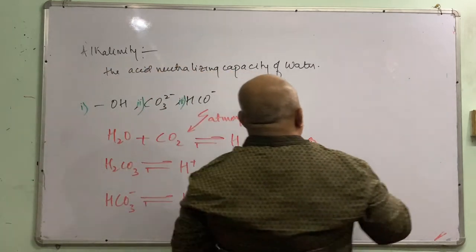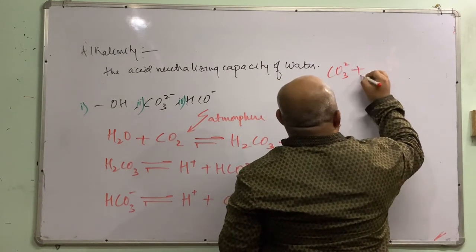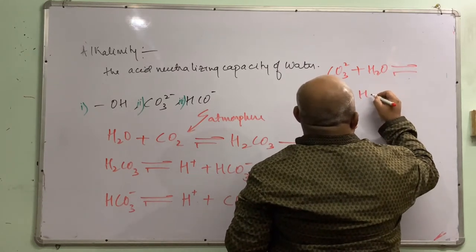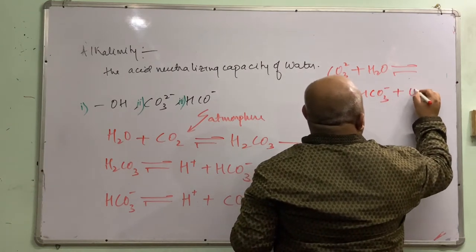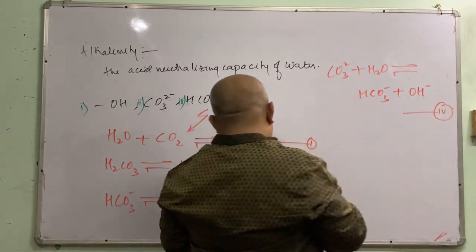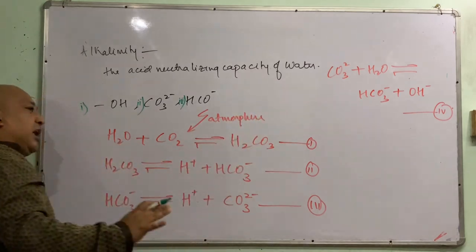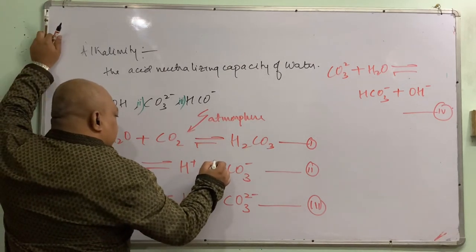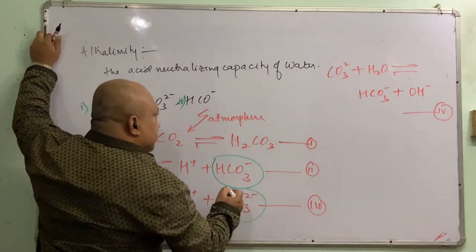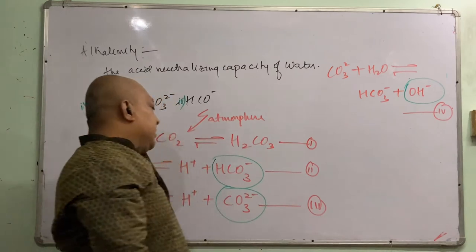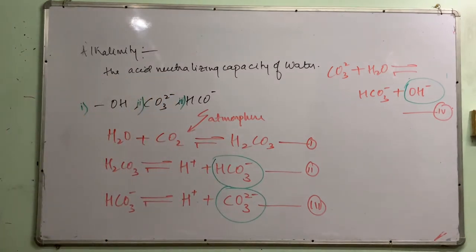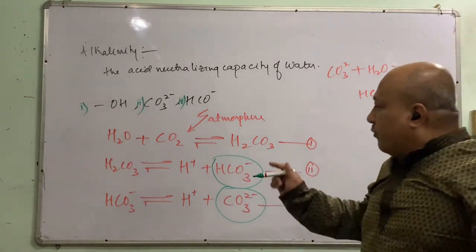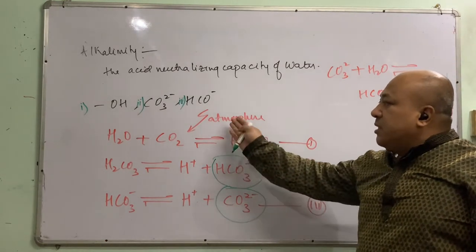Again, further, this carbonate reacts with water also and it gives out HCO3 minus plus OH minus ions. This is equation number 4. So these are the natural, automatic equations that happen inside the water based on the left hand side, right hand side balance. From these equations, what we can see over here is this is one ion, this is another ion, and this is another ion. Is that okay? So these three ions, hydroxide, carbonate, and bicarbonate, come into the picture based on the equilibrium of the left and right hand side whenever the water has got some carbon dioxide from the atmosphere.